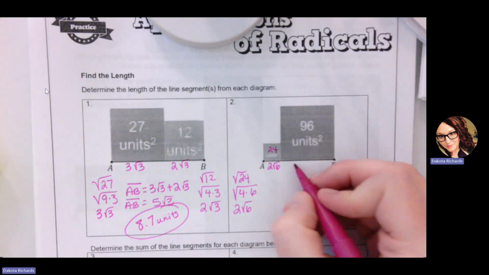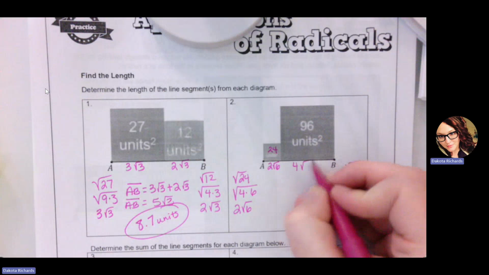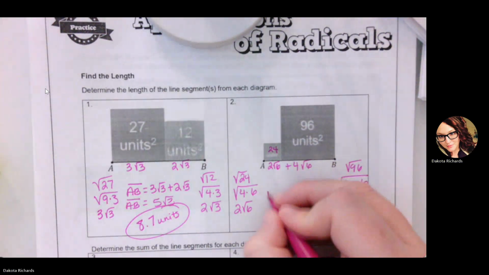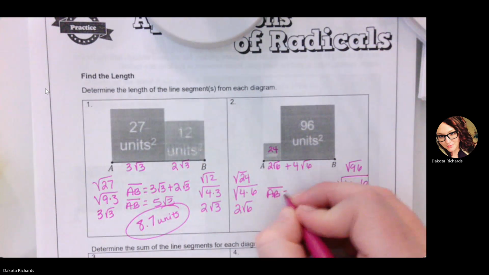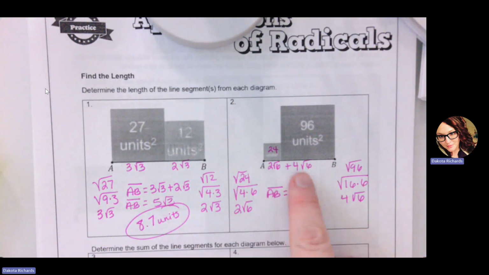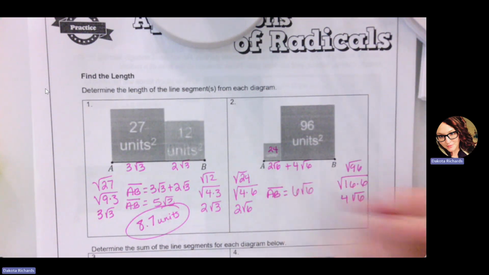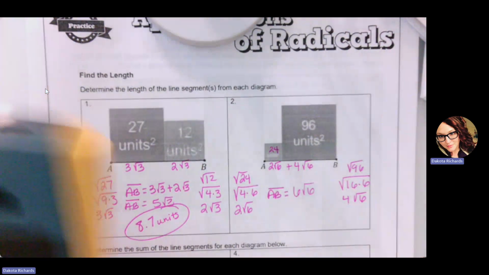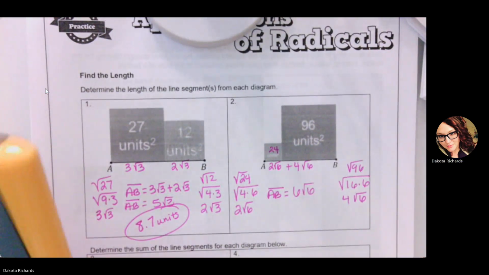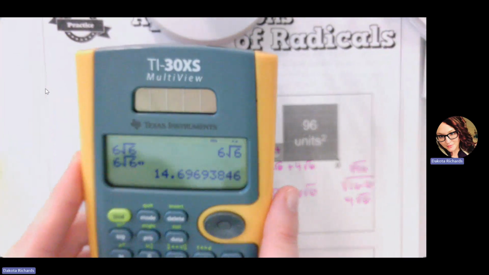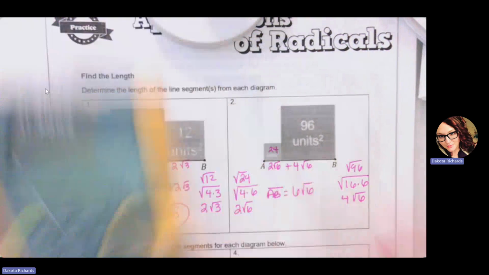So we have 2 square root 6 and 4 square root 6. We're going to add them together to get AB. What is 2 square root 6 plus 4 square root 6? Let's see what that is as a decimal. You should get 14.69. So we're going to say 14.7.